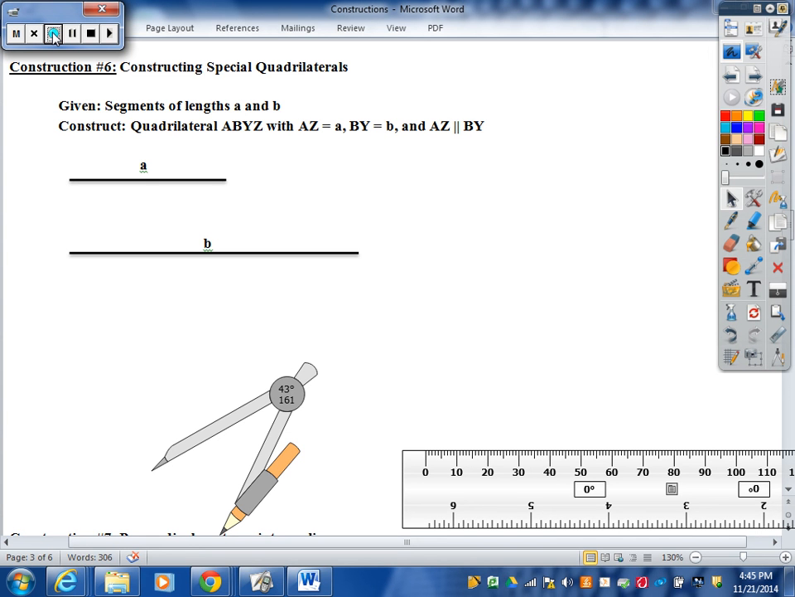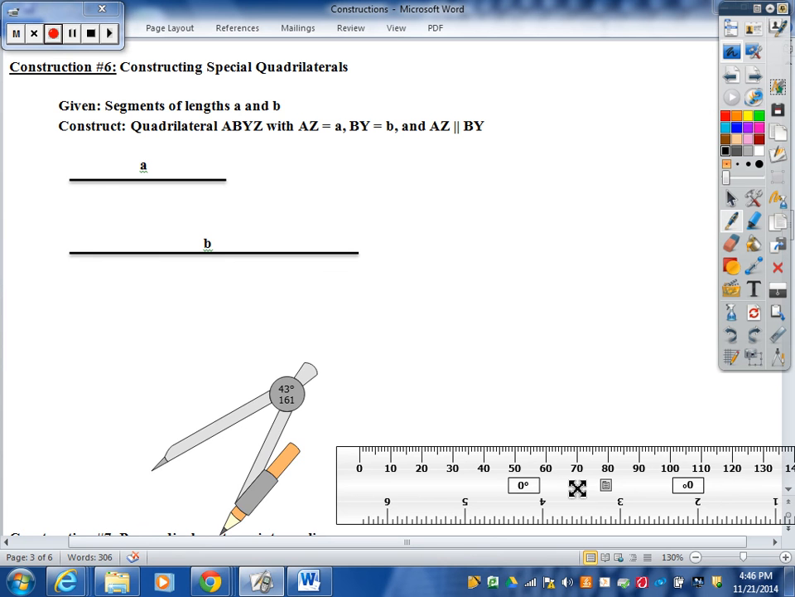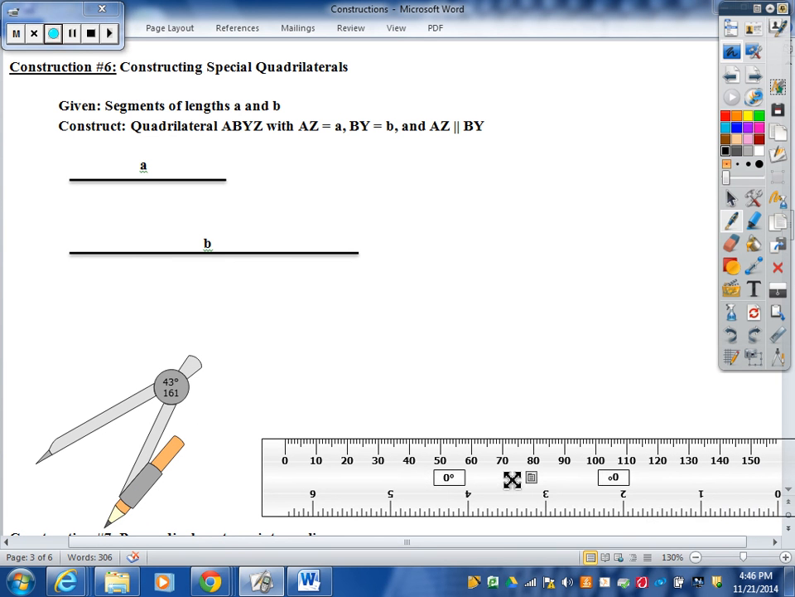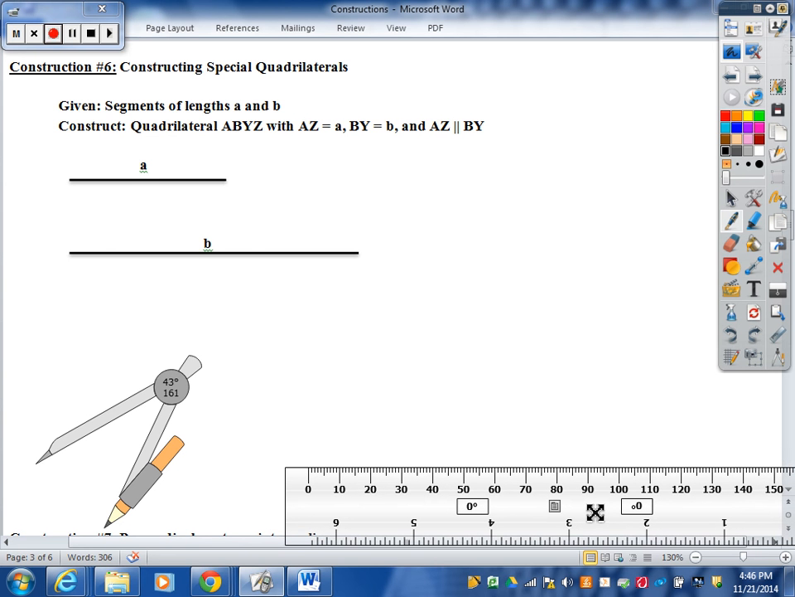We're going to be constructing special quadrilaterals, so a specific type of quadrilateral. It has segment lengths A and B, and what we're told is that this quadrilateral ABYZ is going to have a side that's going to be a length of A, this length over here, and another side the length of B, this length right here, and that the two sides that we produce, A and B, have to be parallel to each other. And so there's actually lots of different ways you could do this one. There's no one set way that you could construct it, and so what I'm about to show you is just one of the ways. So again, as I said before at the very beginning, you're allowed to be creative with this, okay?